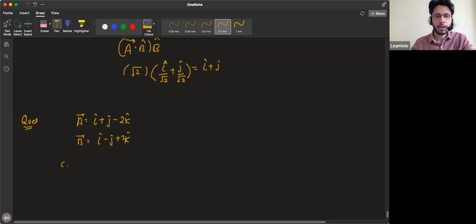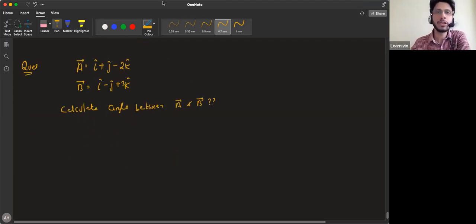If I ask you to calculate the angle between vector A and vector B, what's the angle between A and B? Can anyone tell me the relation, how to get the value of the angle between A and B if A and B are given in this form? Aksha, you remember the relation? Does anyone remember how to get the value of the angle if two vectors are given? We did this yesterday.